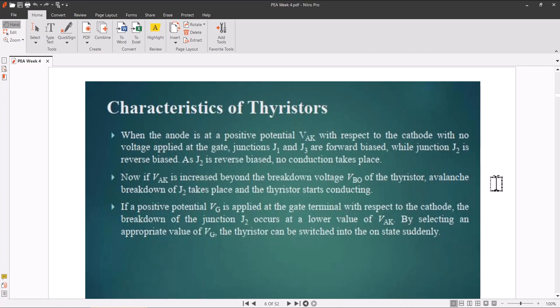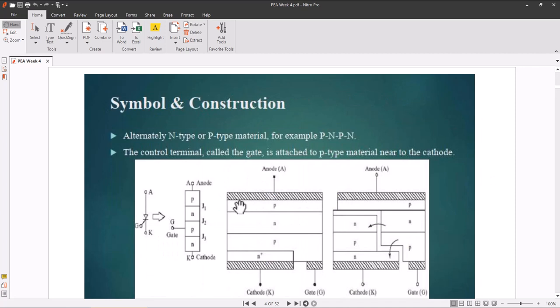When the anode is at positive terminal VAK with respect to the cathode, with no voltage applied at the gate, junctions J1 and J3 are forward biased, while the junction J2 is reverse biased. As J2 is reverse biased, no conduction takes place. So this is referring to these junctions: when A is positive and K is negative, J1 and J3 are forward biased and J2 is reverse biased.